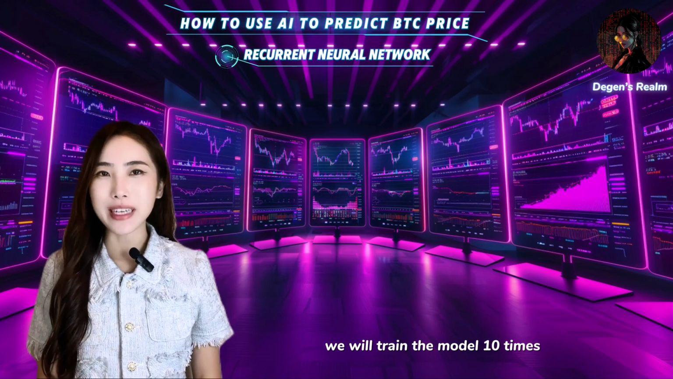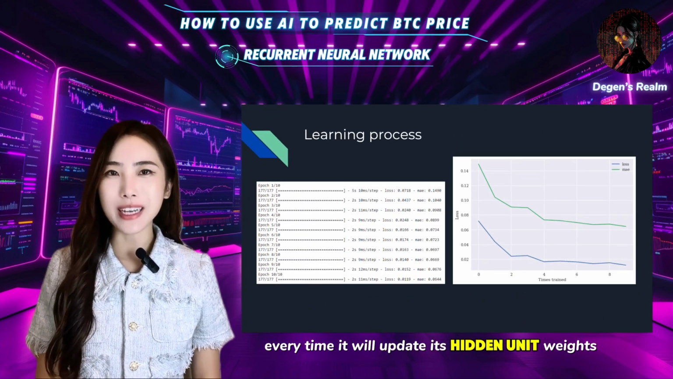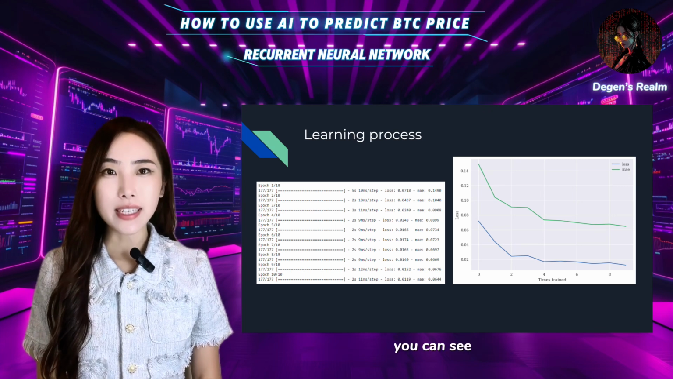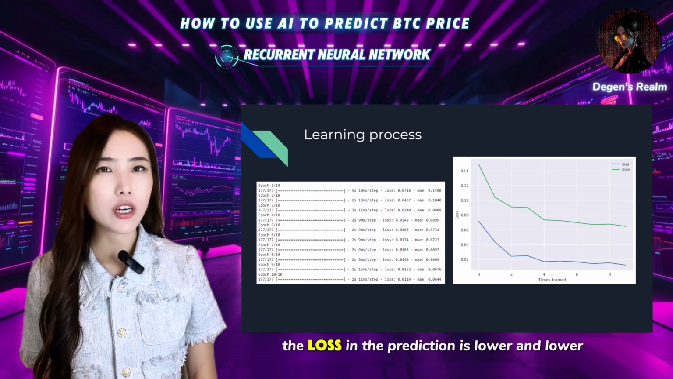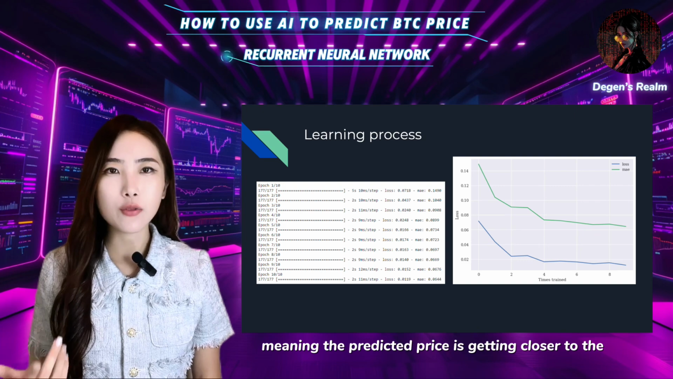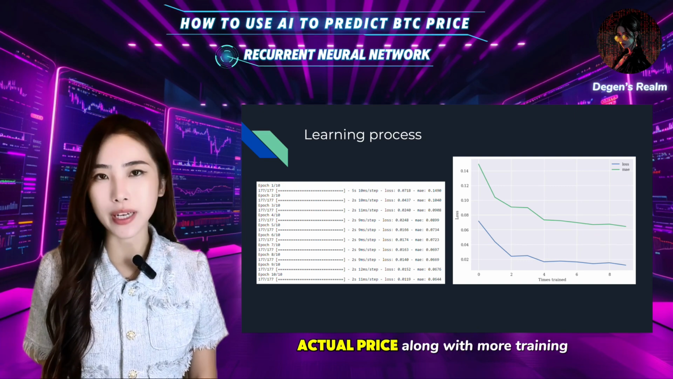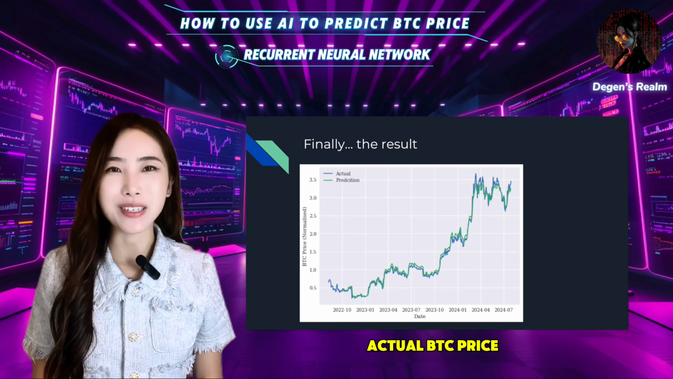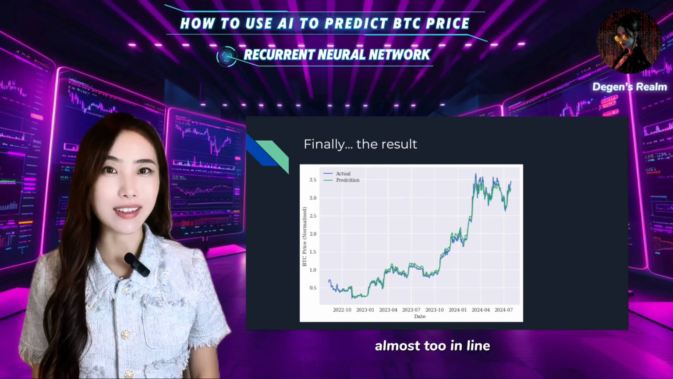We will train the model 10 times. Every time it will update its hidden unit weights to improve its prediction accuracy. You can see the loss in the prediction is lower and lower, meaning the predicted price is getting closer to the actual price along with more training. You can see the predictions are pretty in line with the actual BTC price, almost too in line.